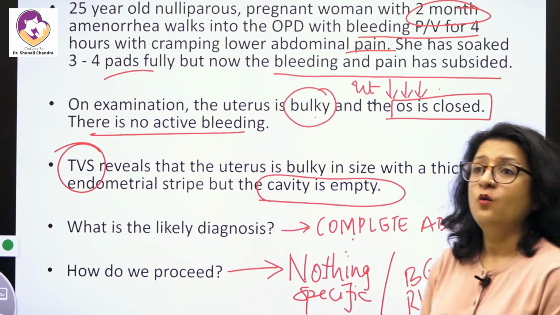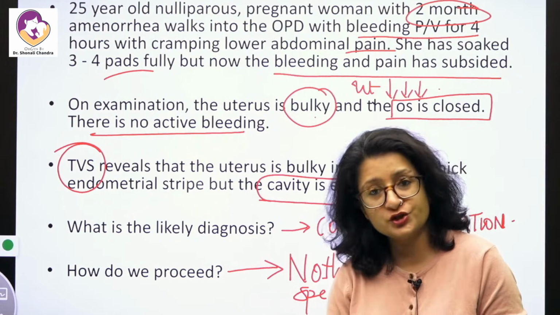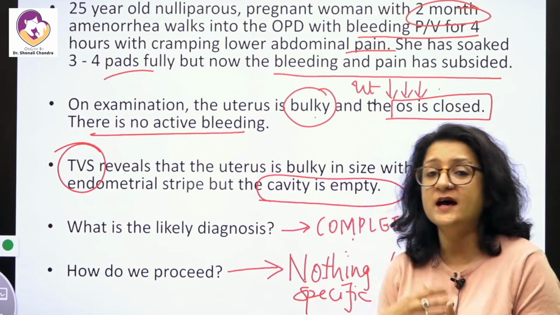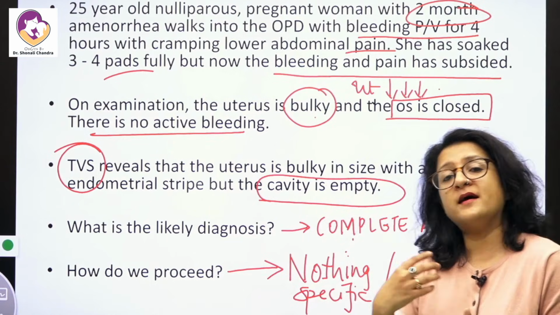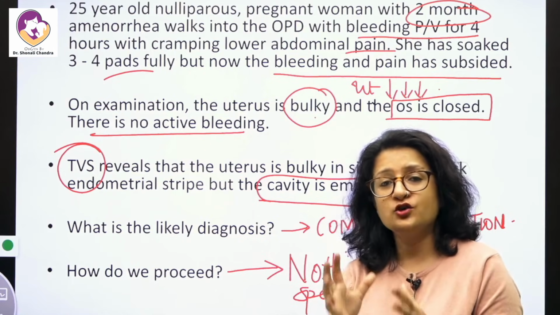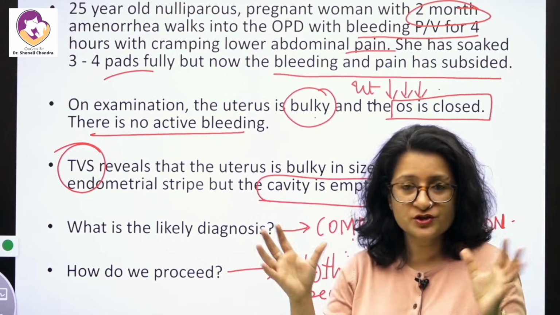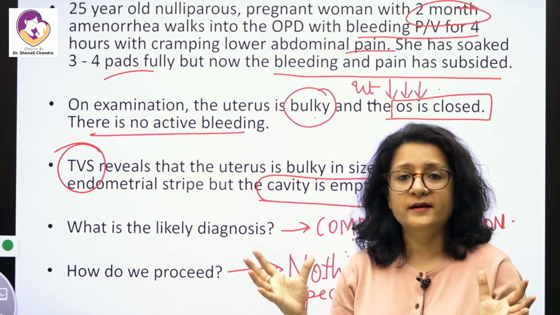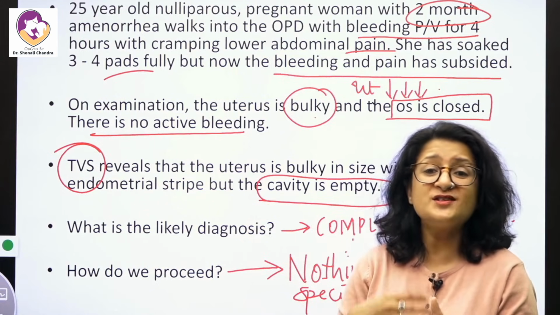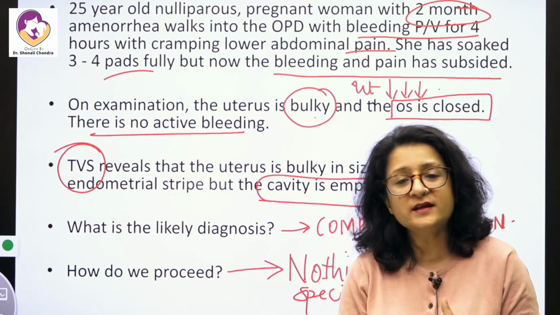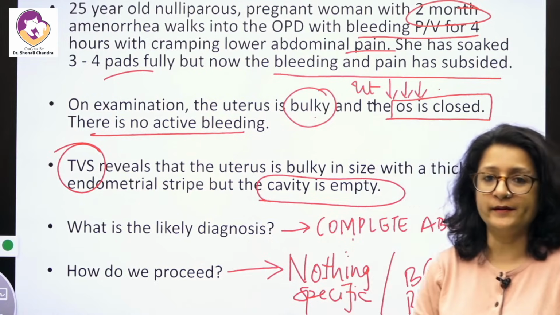If she wants to conceive in the future, she should be advised regarding that. If she doesn't want to conceive, she should be advised about contraception. So just for the fact that she has had a complete abortion doesn't really mean that no more counseling, no more assurances are required.